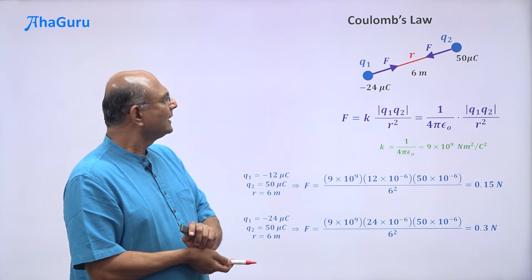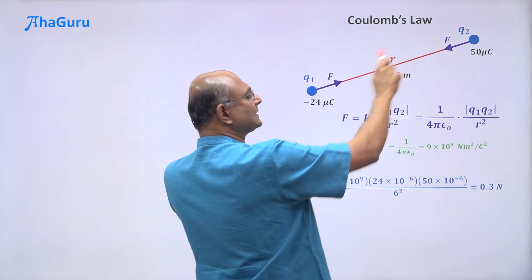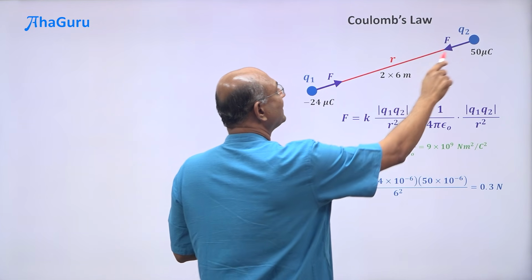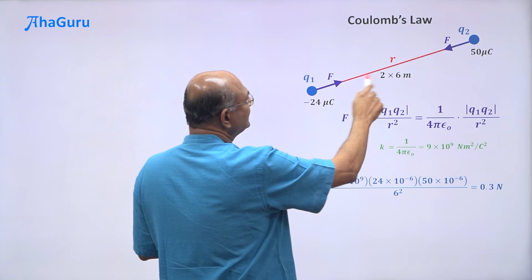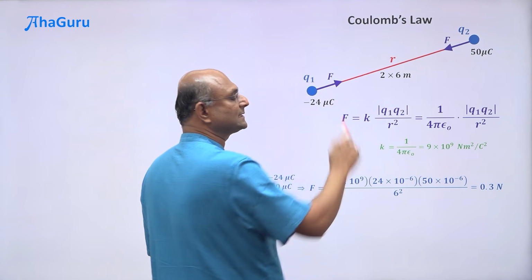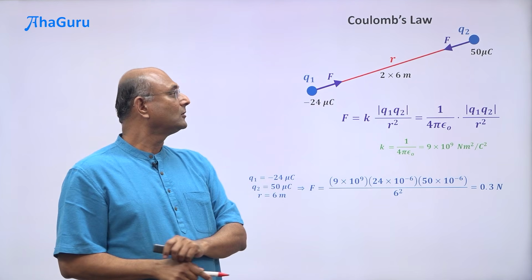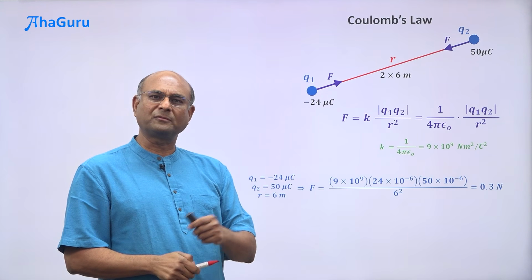Okay. Let us now take the same example, but now I'm going to increase the distance. I'm going to make the distance double. So this is minus 24 microcoulomb, that is 50 microcoulomb, that's all the same, but I'm going to make this double, 2 times 6. So this is 12 meters, 12 meters. So what will happen to the force? Will the force become double? No. The force will decrease, right?